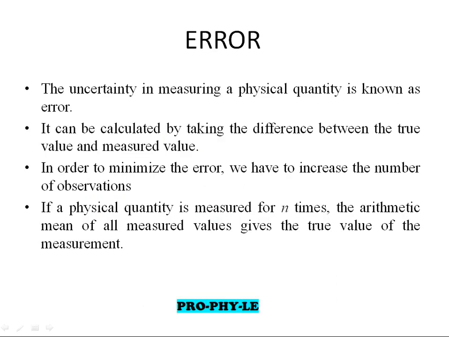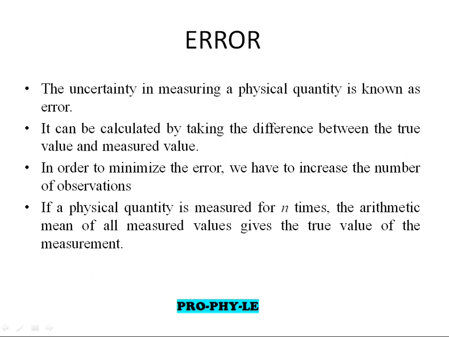Now, what is meant by an error? If you are measuring any physical quantity, uncertainty in measuring that physical quantity is known as error. If suppose you have a measured value and you know the true value, the difference between the true value and measured value, you can identify that particular error.